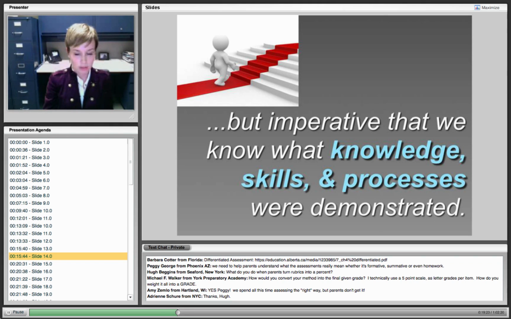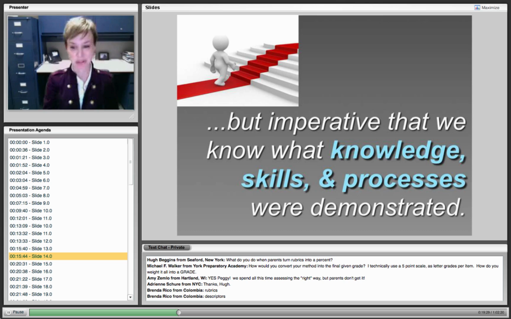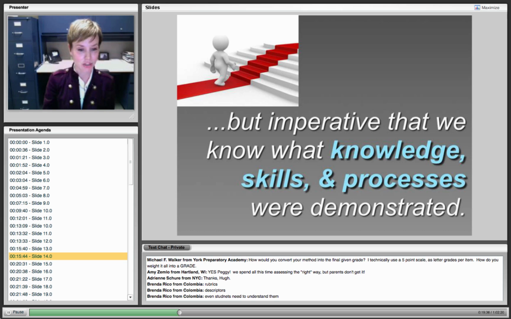So how do I convert that to a final grade? That's a great question. I want to scroll up. What do you do when your parents turn rubrics into a percent? It takes some time to change that culture. You're exactly right. It does take some time to change that culture. And how do you turn it into a final grade?